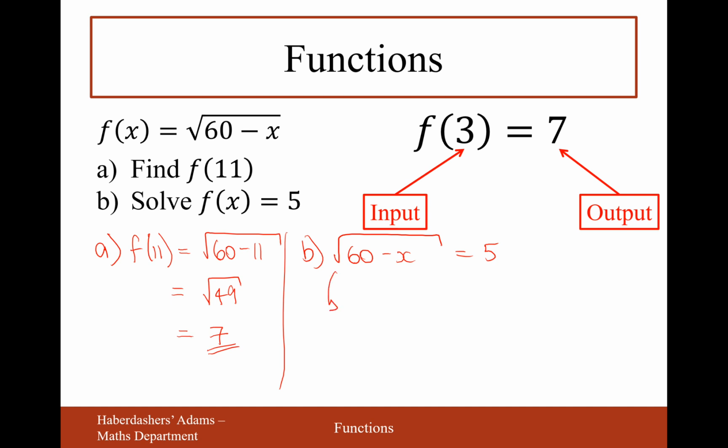So now I need to rearrange this equation, so I'll square both sides to start with. So that would be 60 minus x equals 25. When I square a square root, those two things just cancel each other out because they're the opposites of each other. Then I think what I'll do is I'll add on x onto the other side. And then I'll take away 25 to leave me with 35 equals x. So if x was my input number, so 35 was my input number, I'd get an output number of 5.